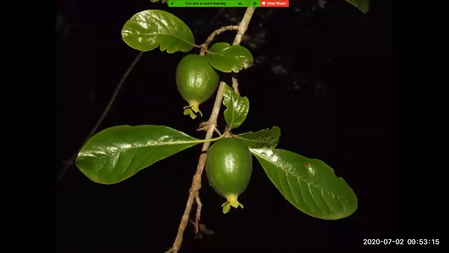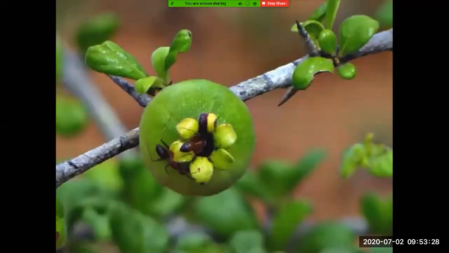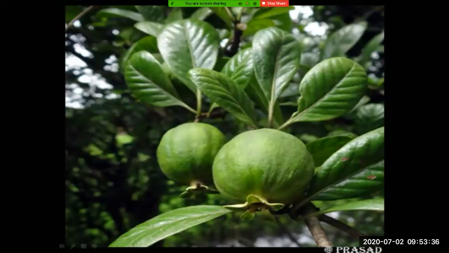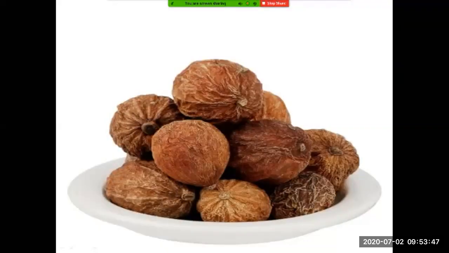You can observe this is called the persistent calyx. The calyx will be persistent calyx. Here also you can observe the persistent calyx. It is Gola phala, Dhara phala. So the fruits are globose or round shaped with the persistent calyx. This is the picture of the dried fruits of Madana phala, dried fruits of Madana phala. This is another picture.